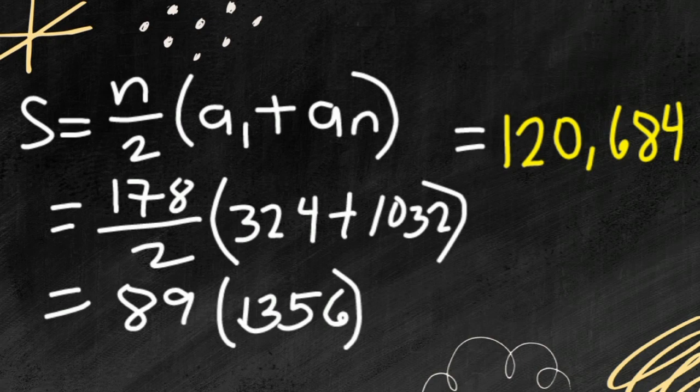Now we take 178, the number of terms, and divide it by 2, which is 89, and 324 plus 1032 is 1356. So let us just multiply 89 by 1356 and we'll have our sum. Now 89 multiplied by 1356 is equal to 120,684, which is our sum.